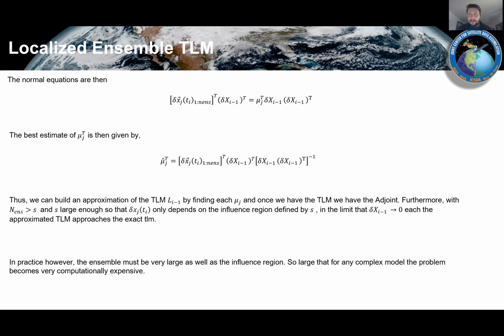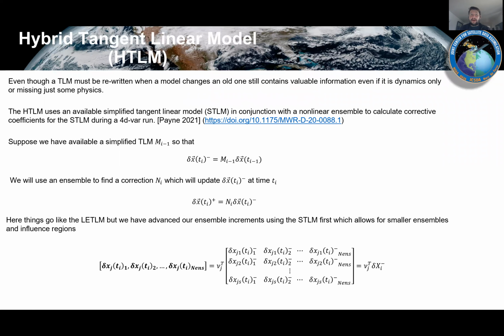intractable. You need such a large ensemble, and the influence region, think about how many points we have on the planet, is also typically very large. It's too computationally expensive. So this is where the idea of a hybrid tangent linear model comes in. And this is work coming from someone named Tim Payne, who's at the Met Office in the UK, who we work very closely with. The Met Office in general, JCSDA works closely with, who developed this idea.